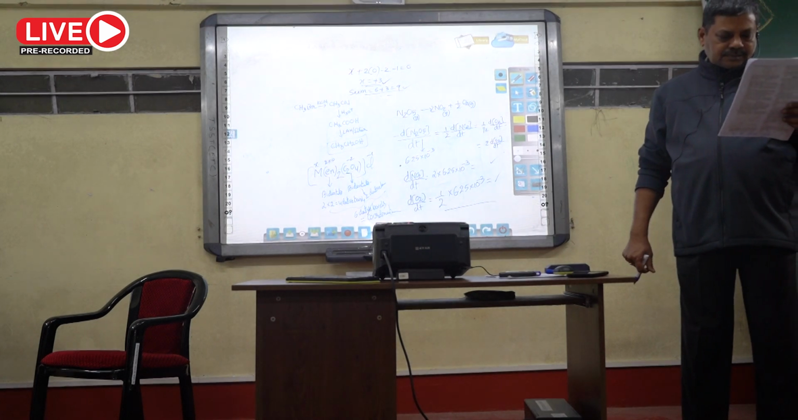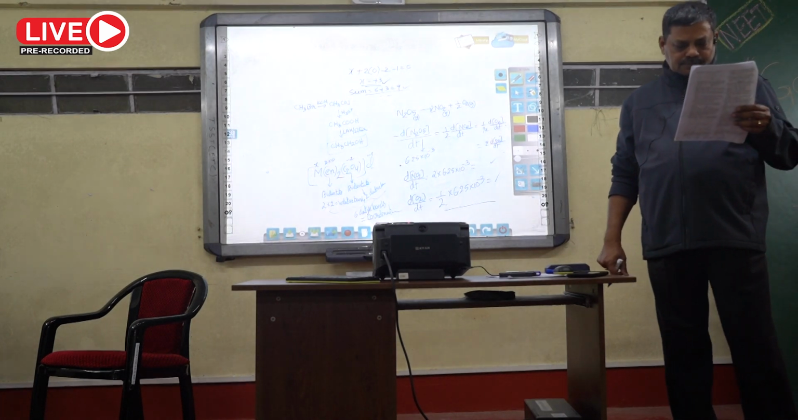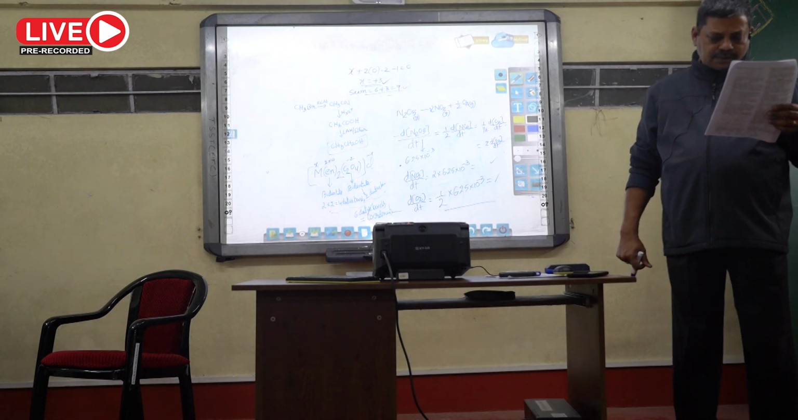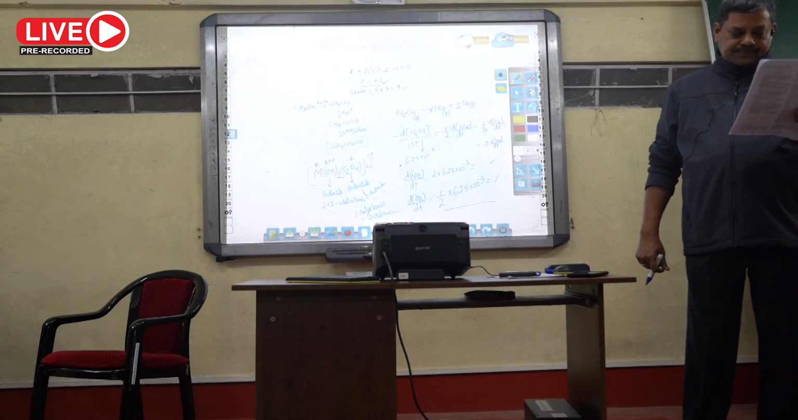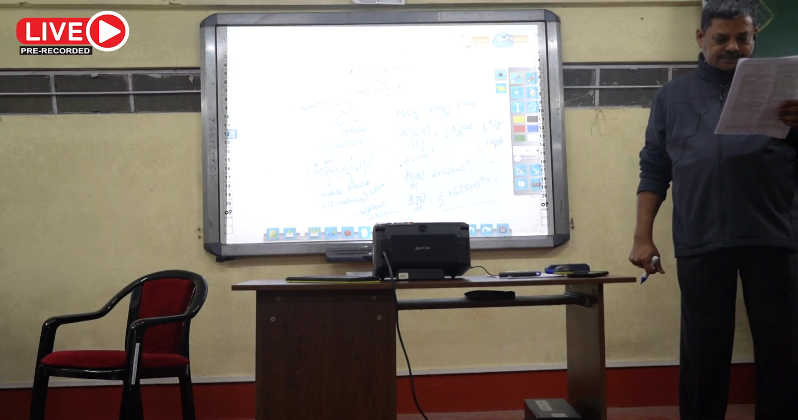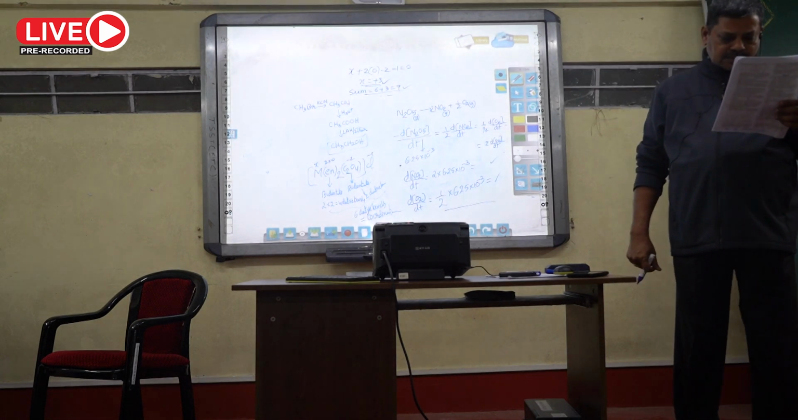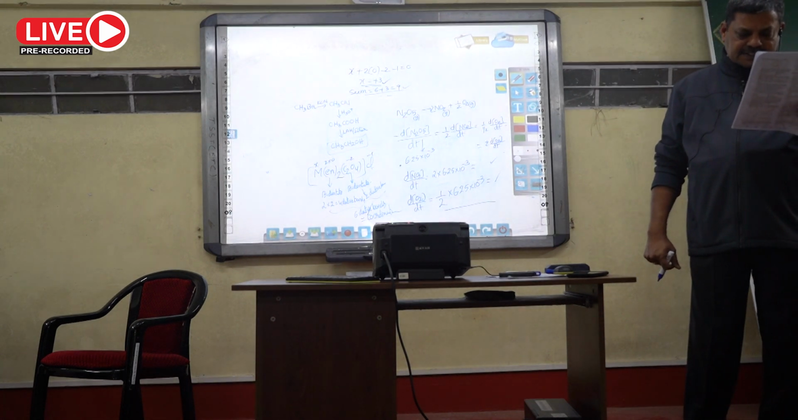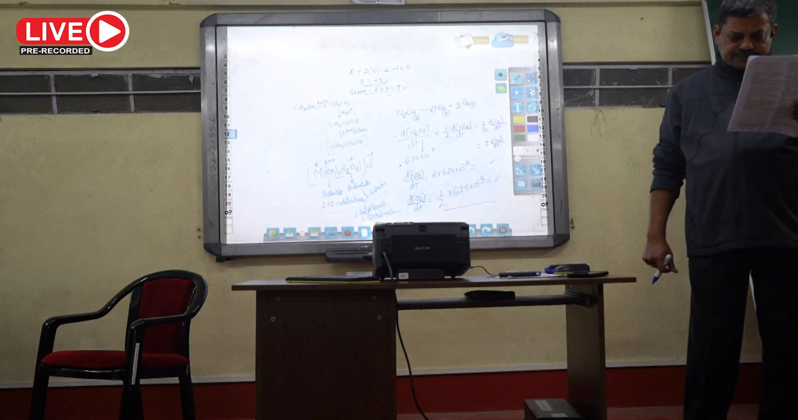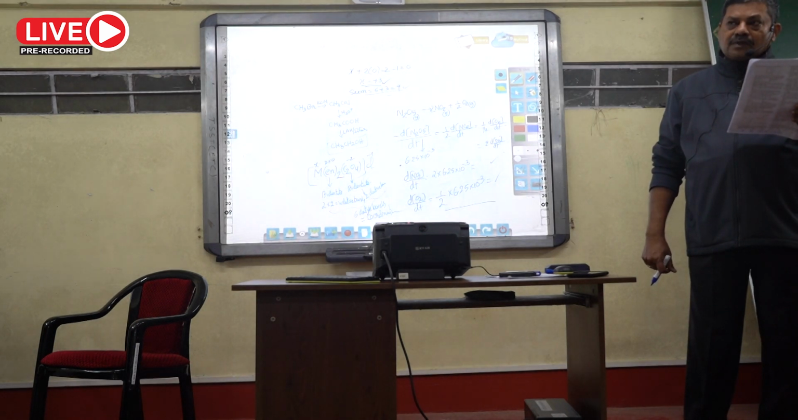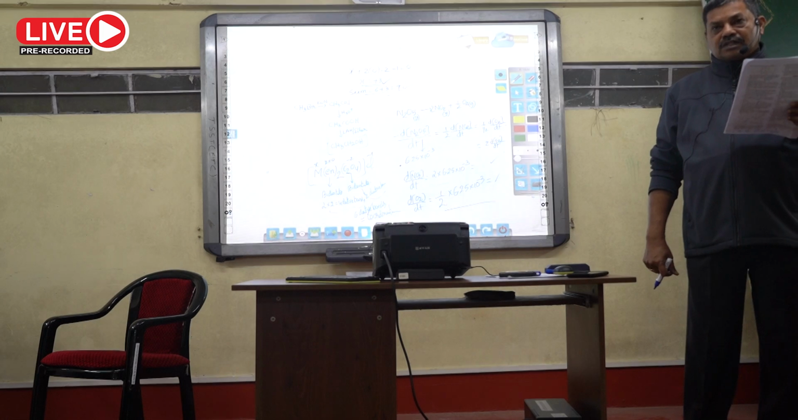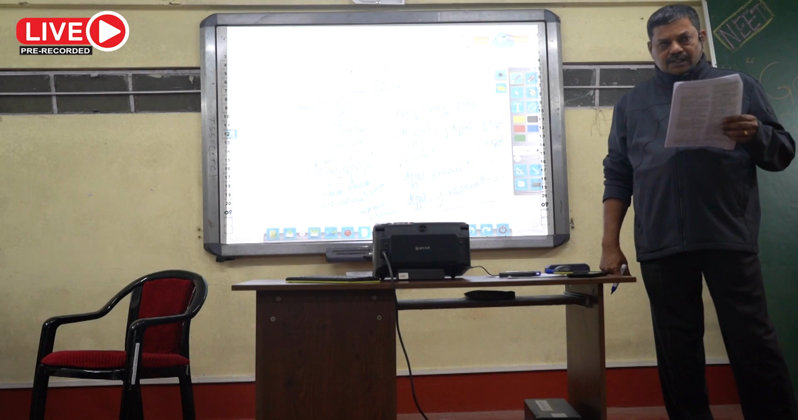Actually, minus d[N2O5] by dt is called the rate of disappearance of N2O5. Why the negative sign? Because reactant concentration decreases. That's why we have to put a negative sign here. It is equal to whatever the coefficient is here, with that we have to divide.